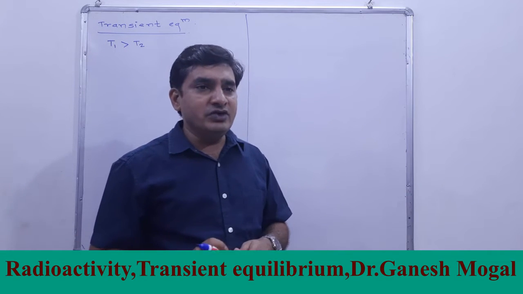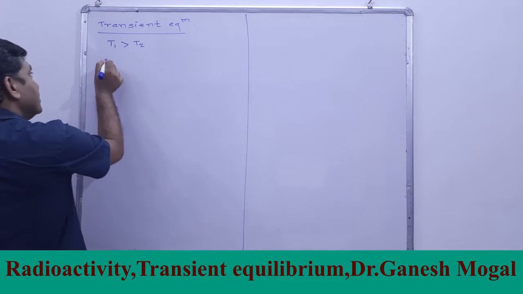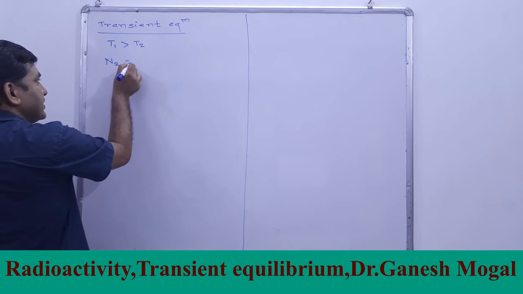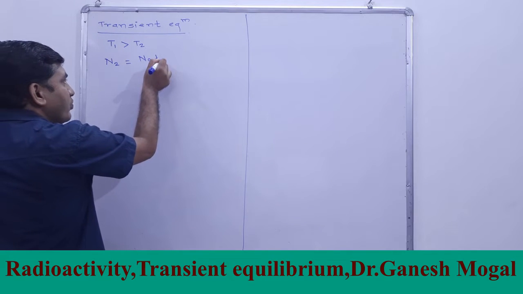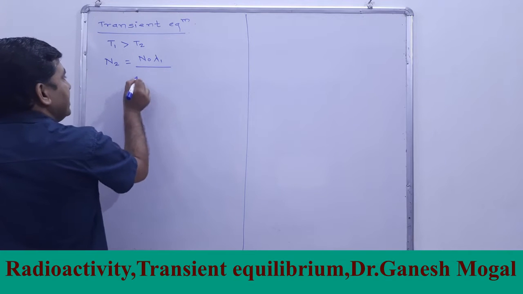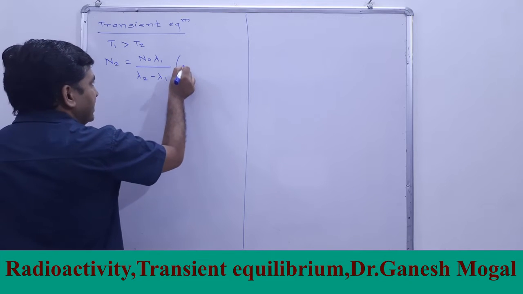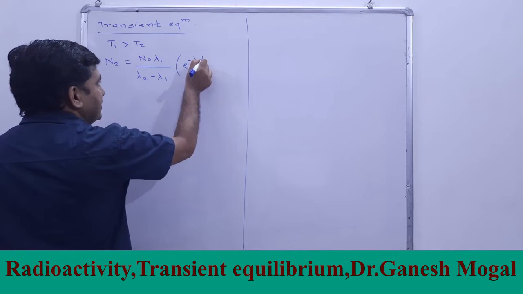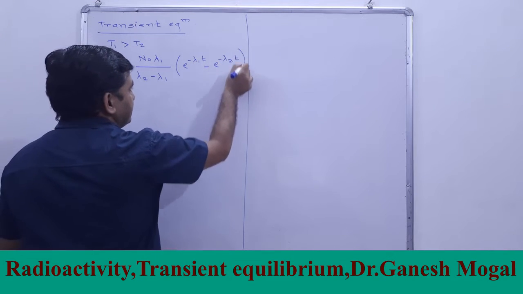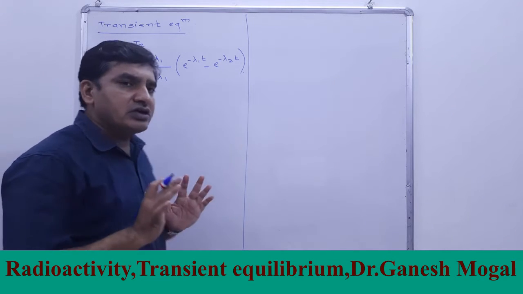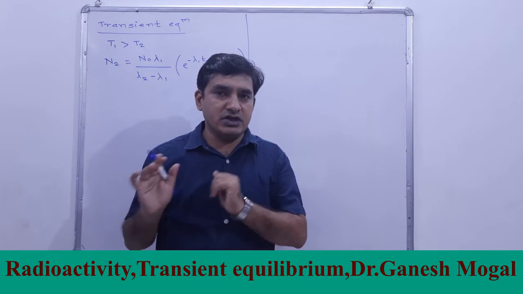We know that the number of radioactive nuclei for a daughter atom, that is N2, is equal to N0 lambda 1 divided by lambda 2 minus lambda 1, in bracket e raised to minus lambda 1 into t minus e raised to minus lambda 2 into t. This equation represents the number of radioactive nuclei of a daughter atom.